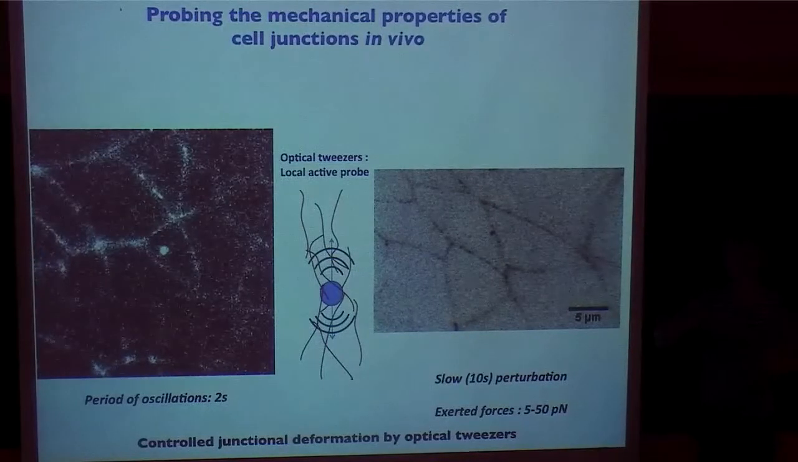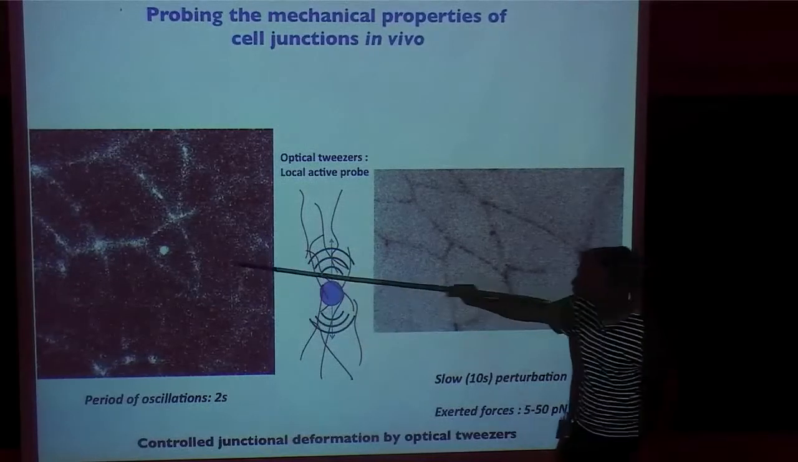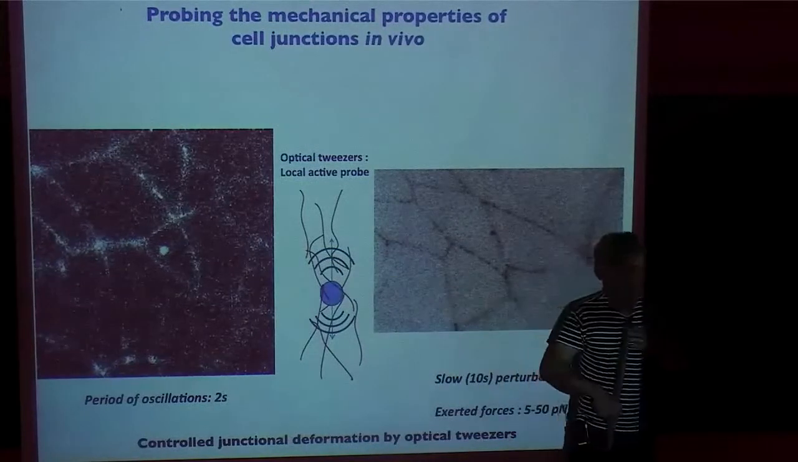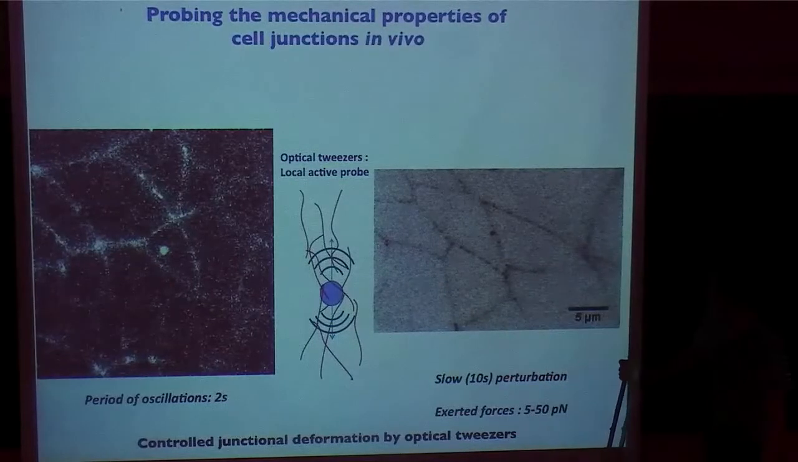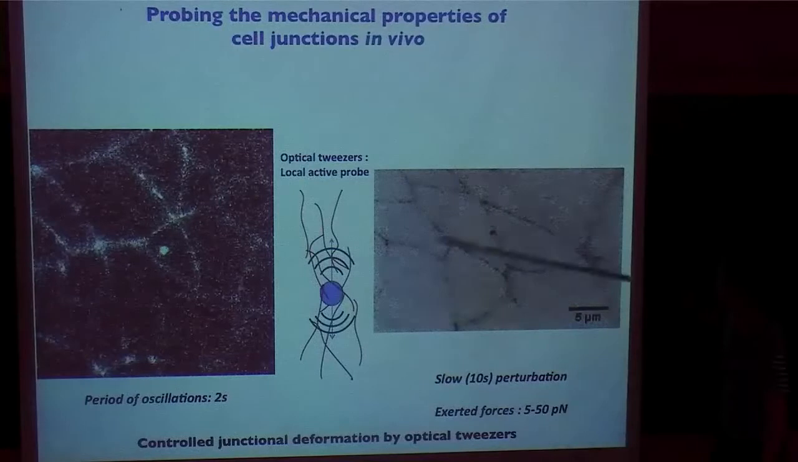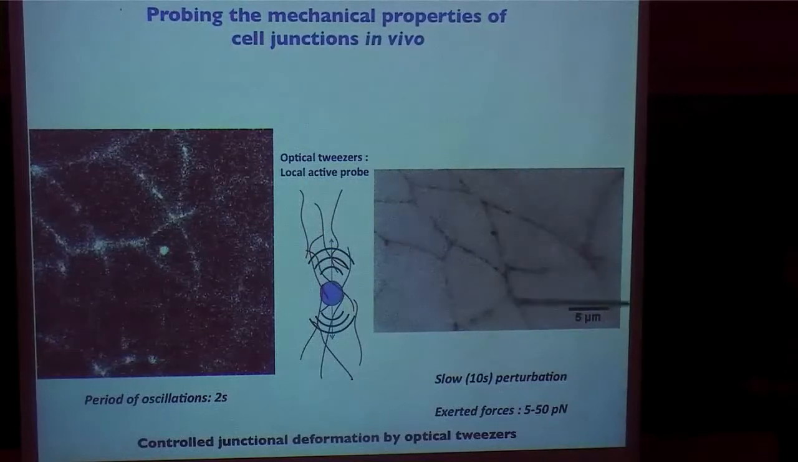These are the principles of optical trapping, for those who don't know. Here we move the trap, so you can measure viscosity. You can do many things with these beads. And here we can start to do mechanics. Here you have a bead, 500 nanometers in diameter. You trap the bead, push it against the junction, and see how it deforms.